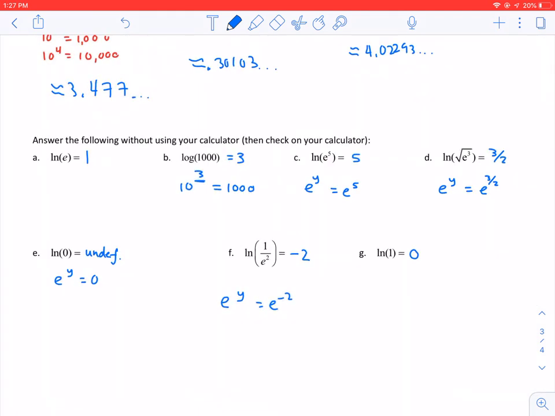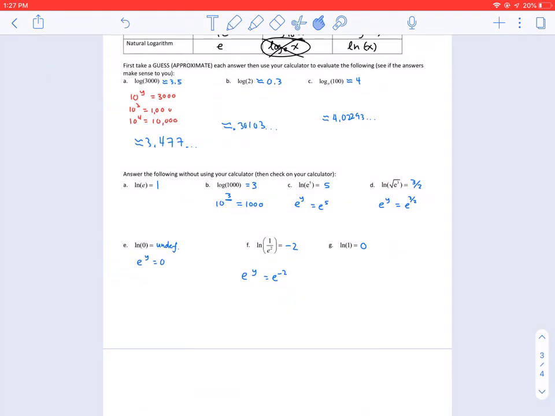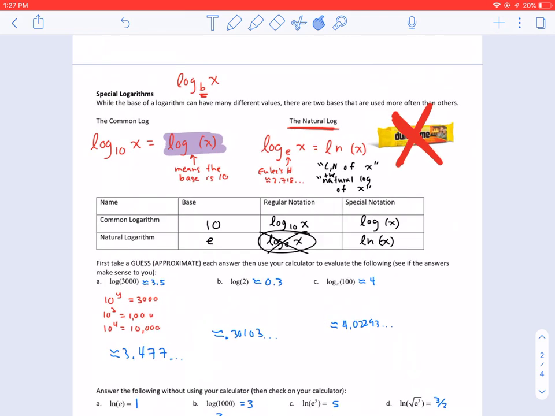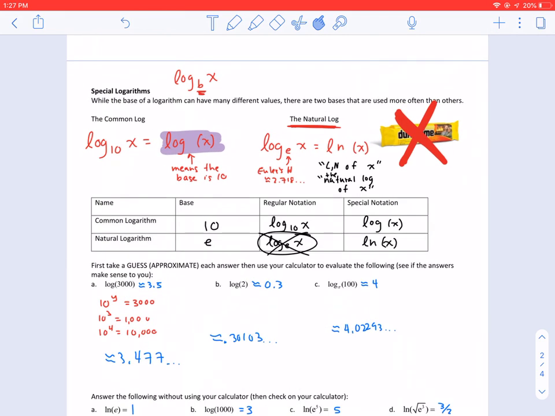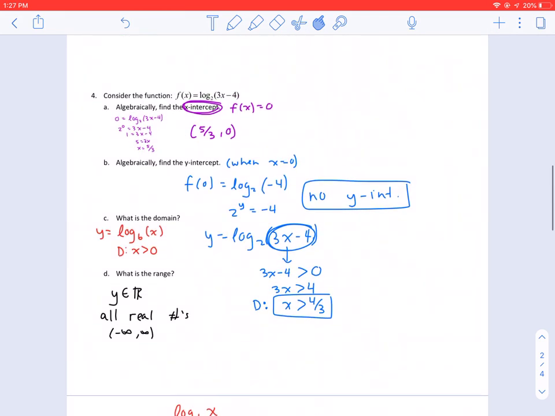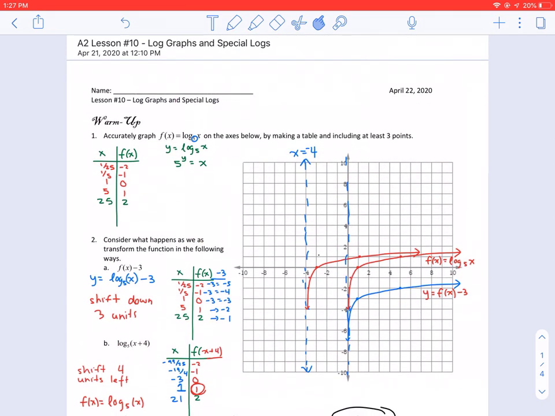Alright, so that's that. Today we covered the special logs, the common log, and the natural log. And did some basic transformations.